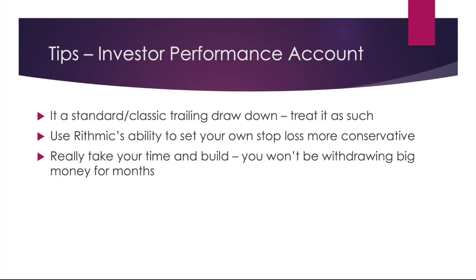As far as the investor performance account, again, I've never done this. I don't know that I'd ever sign up for it. Anyways, nonetheless, there's the static classic trailing drawdown. Just treat it as such. You have a $3,000 drawdown, but you really don't want to approach that. I would do a lot of the same things that I recommended for the accelerator account. Use Rithmic's ability to set your own stop loss. Don't dig yourself a big hole. Take your time and build your account. Your goal should, number one, be, because you have a $3,000 buffer, or drawdown, let's call it, to move that up to 100,000 and then start building that buffer up beyond that.